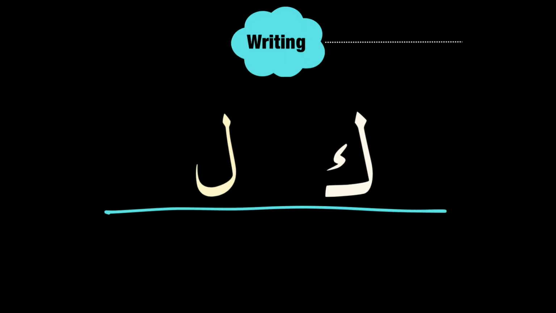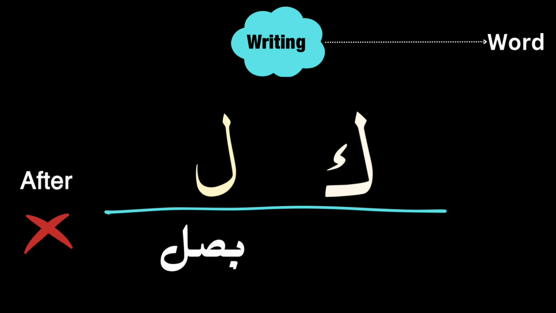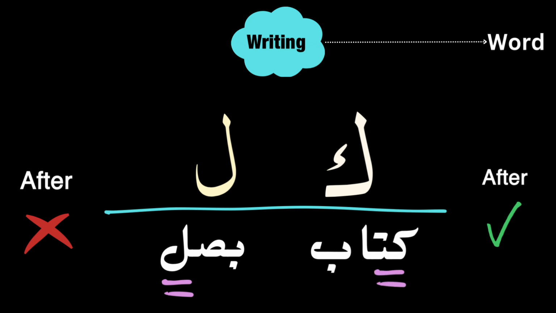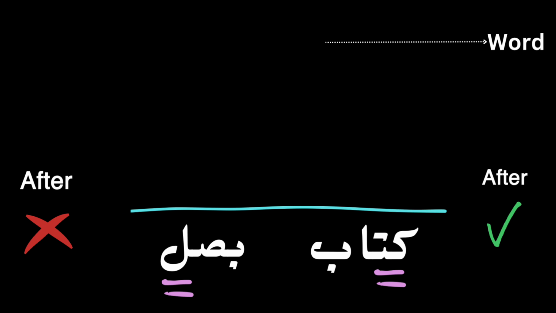Now let's move to the part where we write the letter within a word. Our rule says that if there are no letters after, this means kaf and lam stay in the same shape, meaning that we don't change them. But if there are letters after, this means we need to change them, just like we did earlier. Now let's take examples to understand better. First, we will take some examples on when we don't have any letters after.